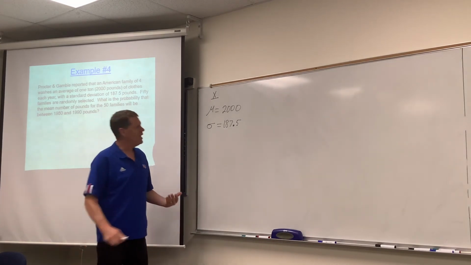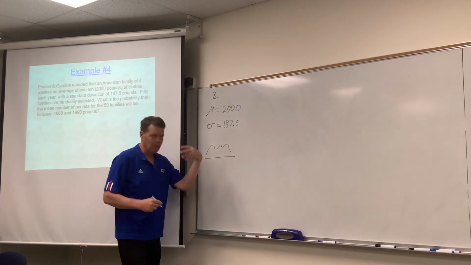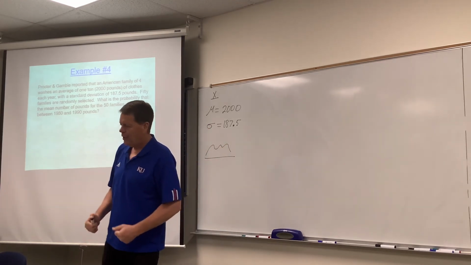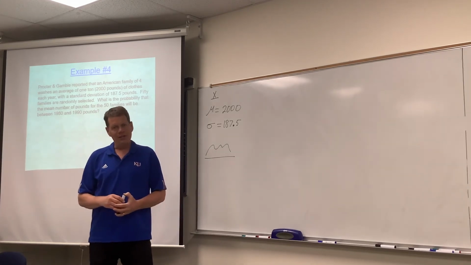It doesn't mention anything about being normally distributed, which could be a little bit of a concern for us. We don't really know how this variable would look if we were to graph it. But here's where things take a change.